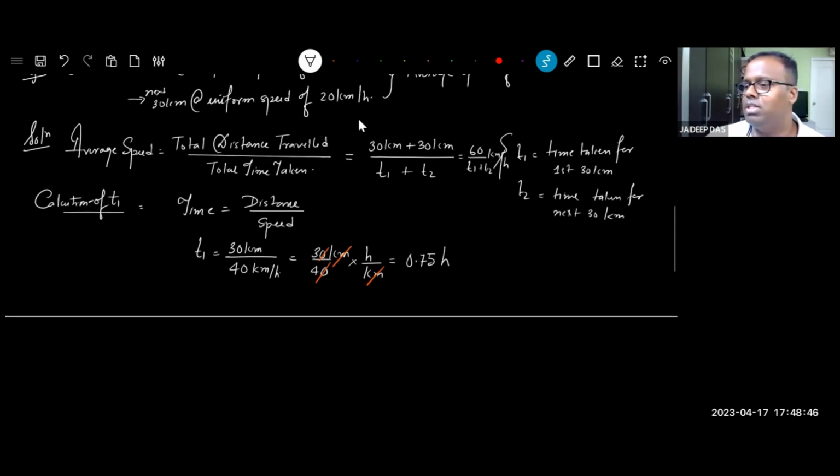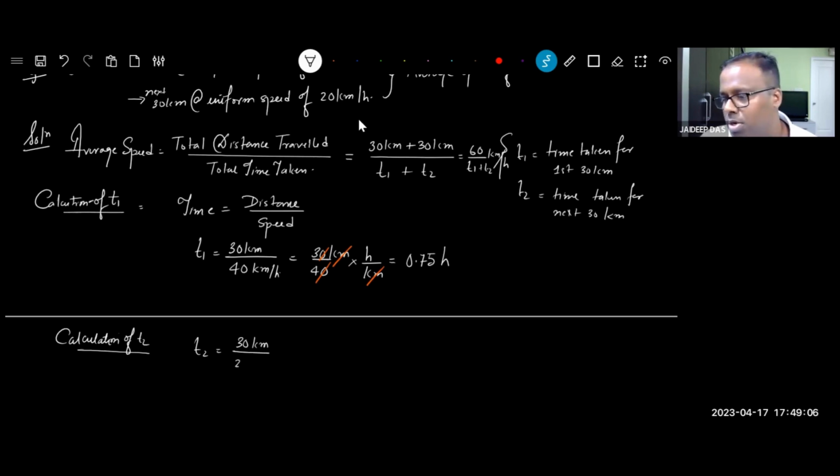Okay. Can you calculate T2 now? Now we can calculate T2, calculation of T2. So T2 should be equal to 30 kilometers divided by, how much did it speed up to? Okay, it slowed down. It slowed down at 20 kilometers per hour. So it becomes 30 kilometer divided by 20 into hour over kilometer. Kilometer cancels kilometer, and you get 30 over 20, which is equal to 1.5 hour.